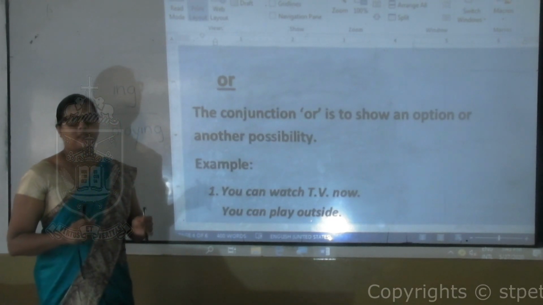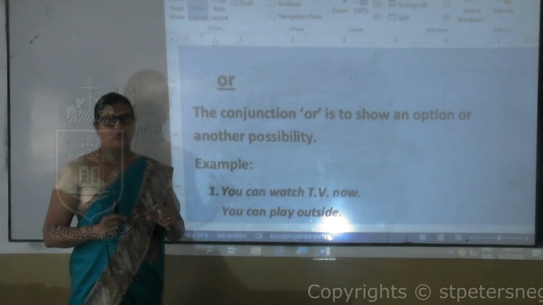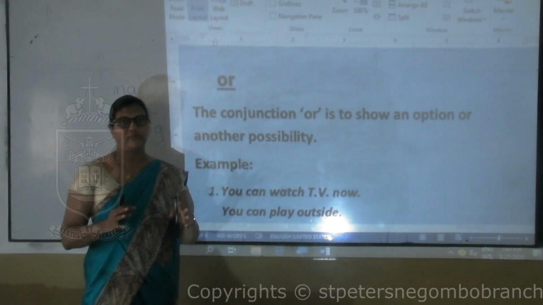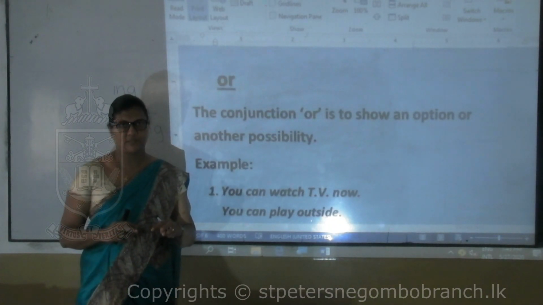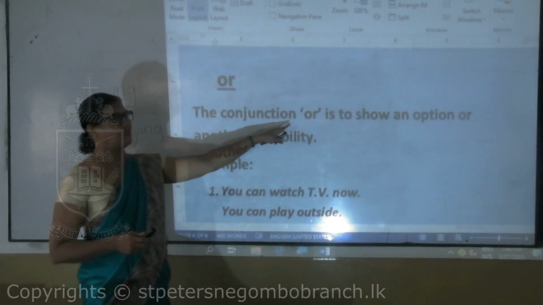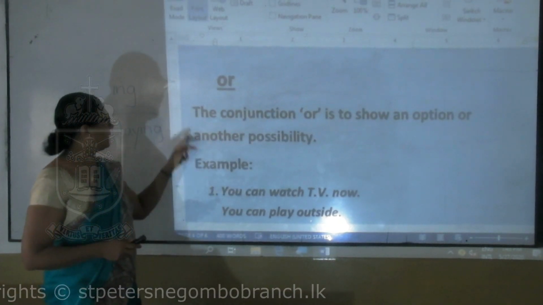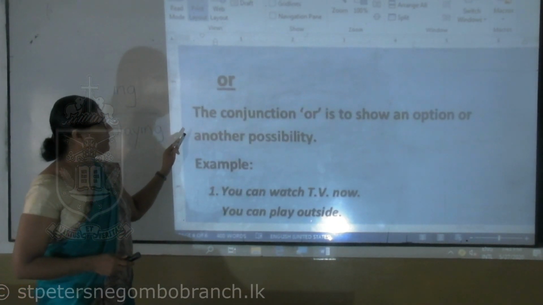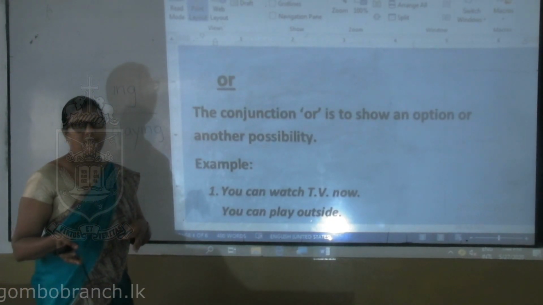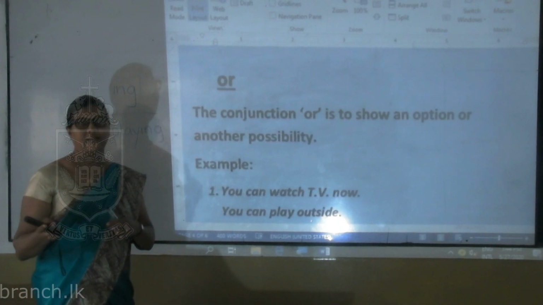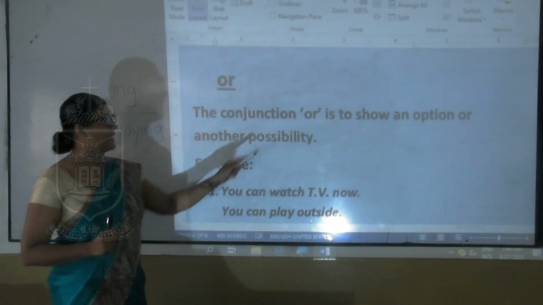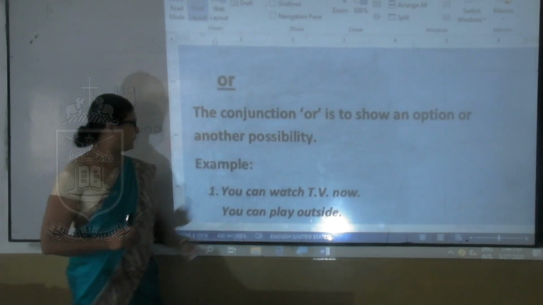We use the word "or" when we have options. When we have two options, and only one we can select, then "or" is used. Here the conjunction "or" is to show an option or another possibility. We have this thing and that thing, only one we can select. Then we will use this word "or".